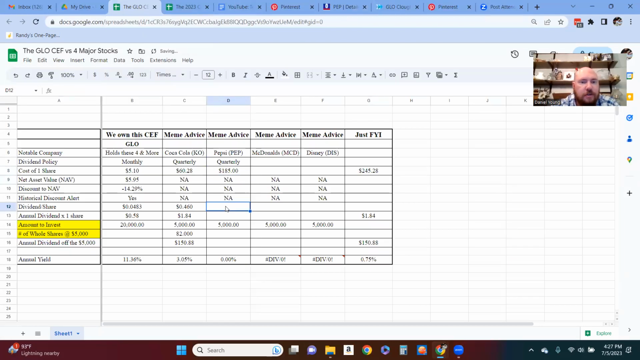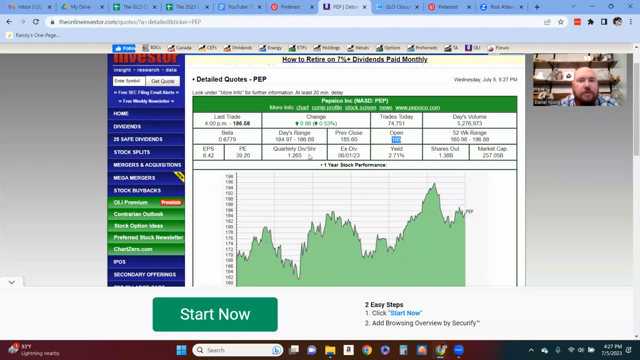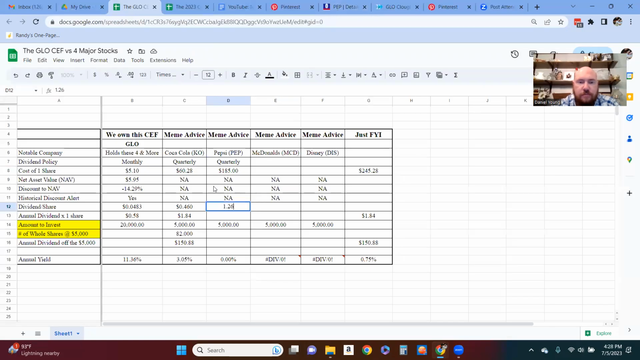None of these things apply to single stocks. Dividends, 1.265. Pays on a quarterly scale. So this cell is for quarterly scale. So I can just copy that to the next and it'll automatically calculate.